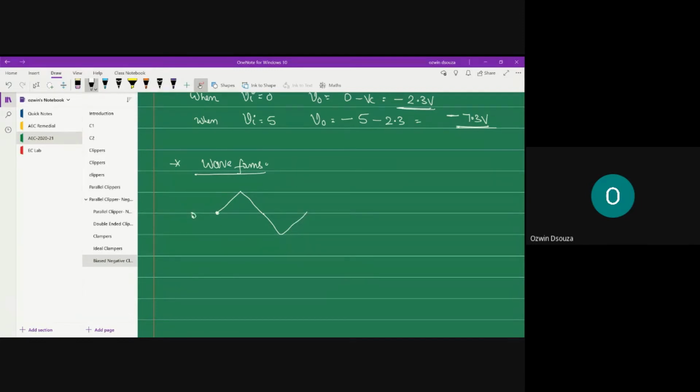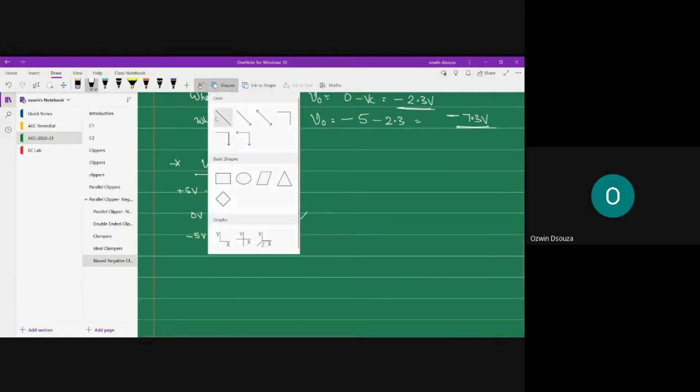So this is your 0 volt, plus 5 volts. This is minus 5 volts. So that's your input. Now let us draw the output.